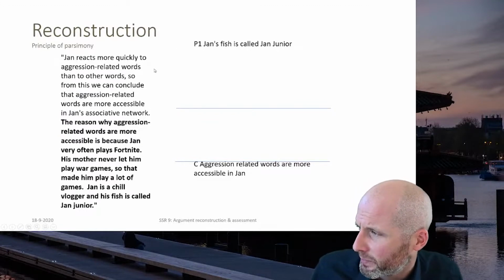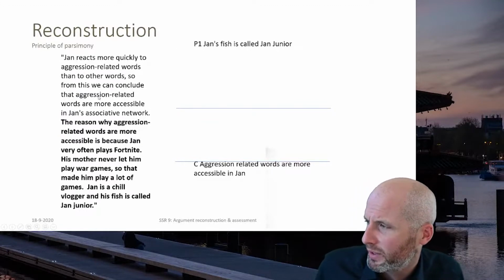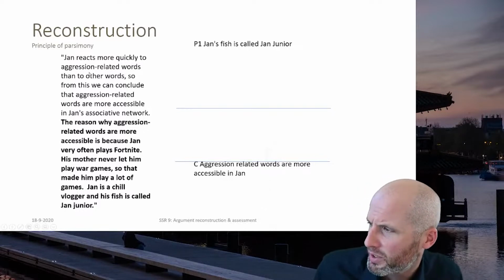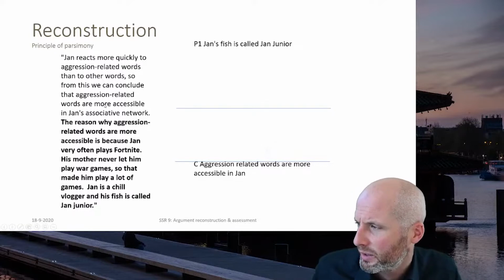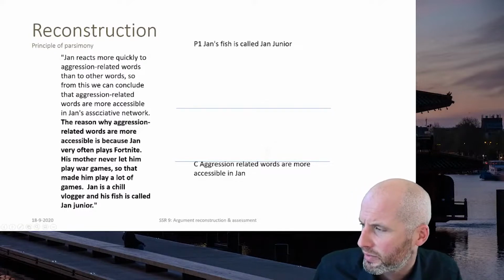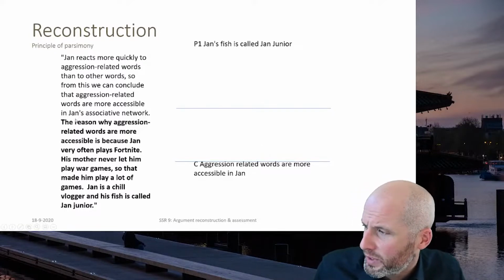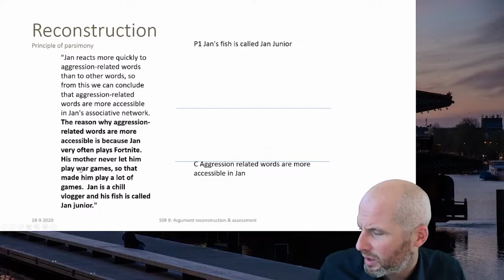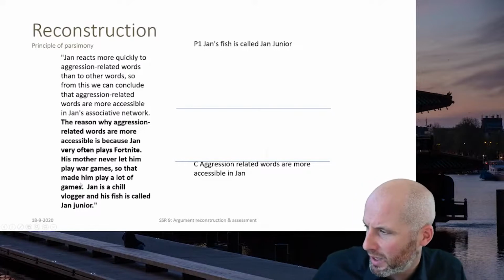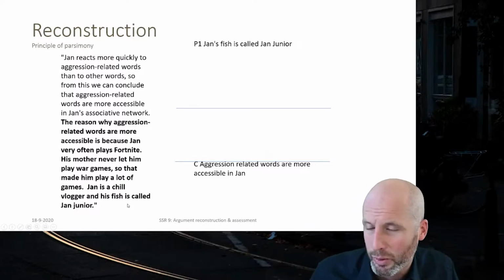let's look at the following. If I were to give you the following text: Jan reacts more quickly to aggression-related words than other words. From this, we can conclude that aggression-related words are more accessible in Jan's associative network. The reason why aggression-related words are more accessible is because Jan very often plays Fortnite. His mother never let him play war games, so that made him play a lot of games. Jan is a chill vlogger, and his fish is called Jan Junior.